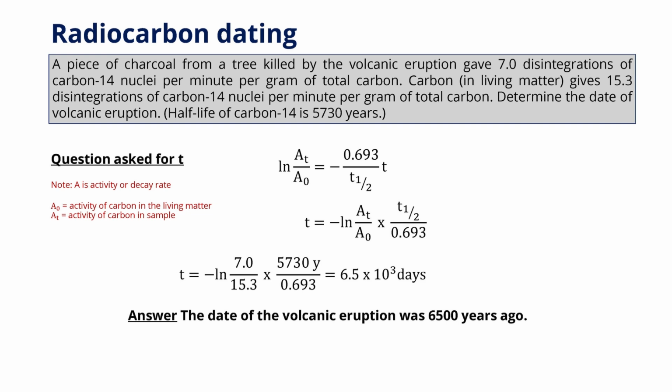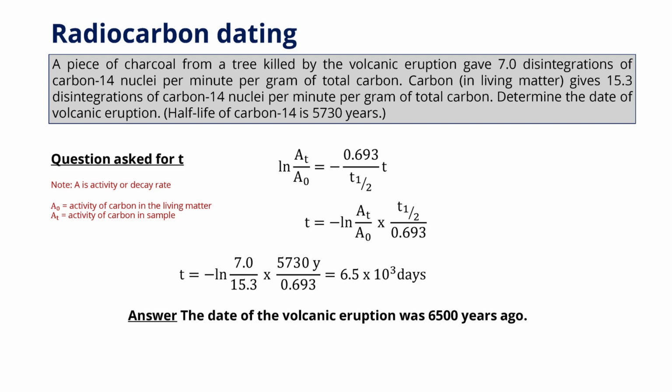The source gives a great example. Some charcoal from a tree killed in a volcanic eruption. They measured its carbon-14 activity at 7.0 disintegrations per minute per gram. Okay. Living things typically have about 15.3, so it's roughly half gone. Knowing the half-life is 730 years, you do the math. And it tells you the eruption was? Around 6,500 years ago. Pretty amazing precision from decaying atoms.